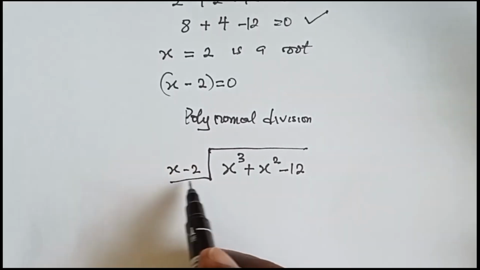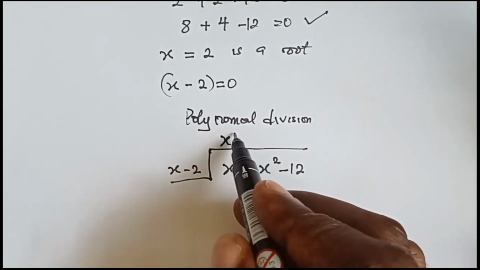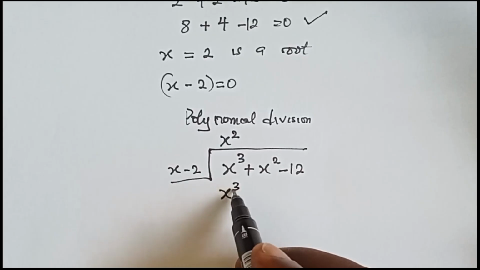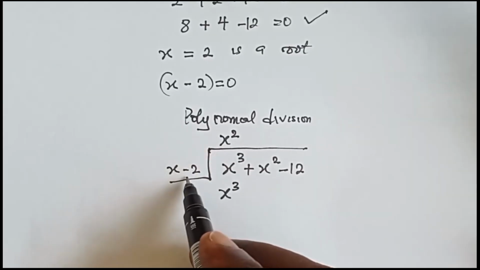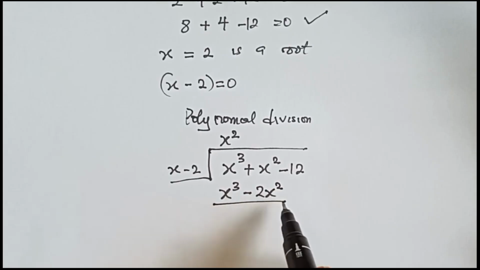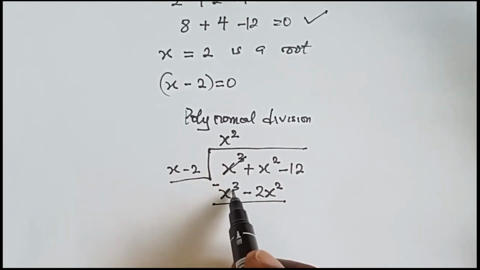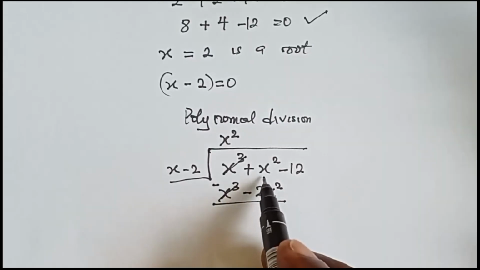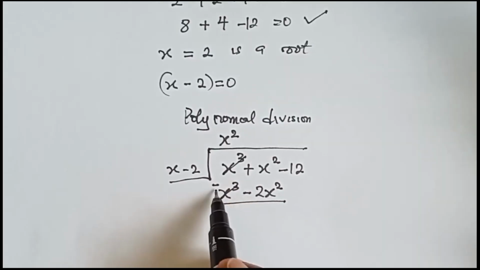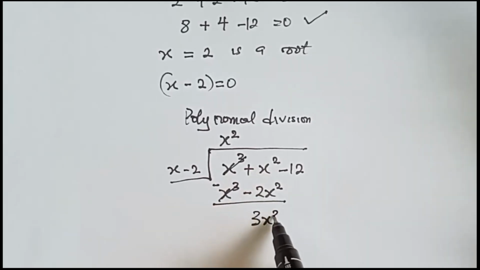Now divide x raised to the power 3 by x to give us x raised to the power 2. You write it here. x raised to the power 2 times x will give us x raised to the power 3. x raised to the power 2 times minus 2 will give us minus 2x raised to the power 2. And then we subtract. This will give us 0, so we cancel x to the power 3. And then here we have plus minus 2x squared. So minus times minus will give us plus, and the whole of this will give us 3x squared.